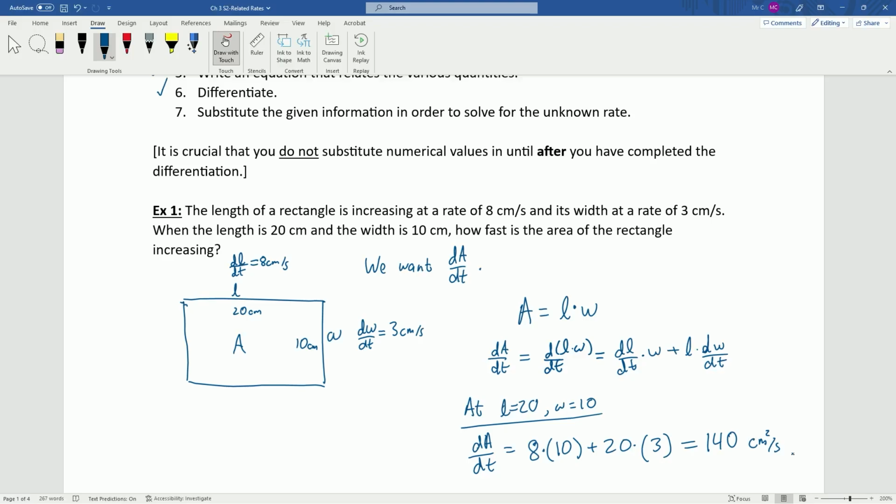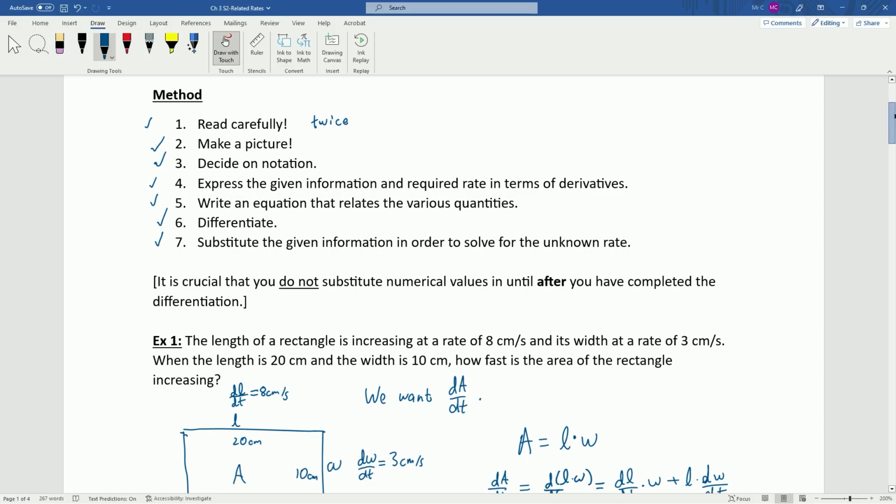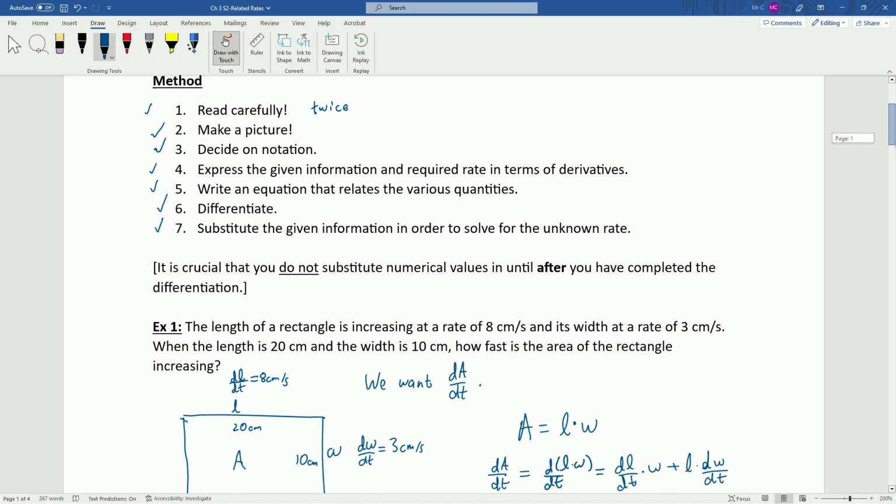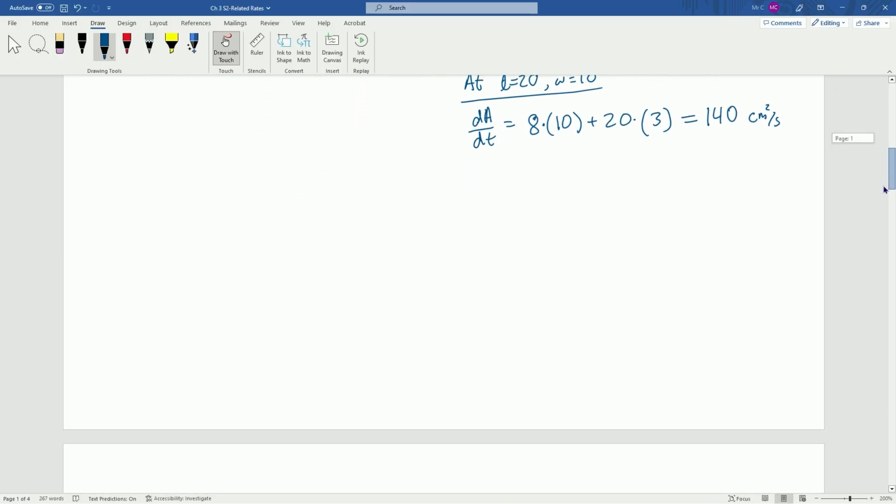Okay, that's it for our first example. So again, these are the key steps that you need to do in these problems. Read the problem carefully, make a picture, pick out what notation you're going to use for your variables and rates of change, express all the information in terms of that notation, write an equation, differentiate, solve. All right, let's move on.